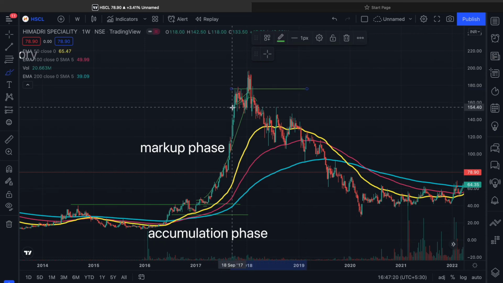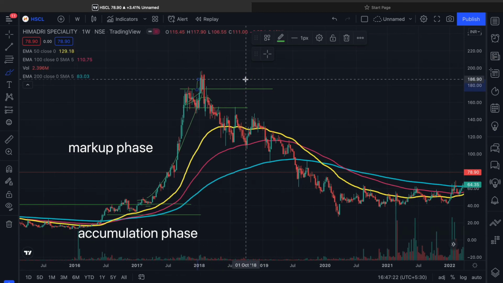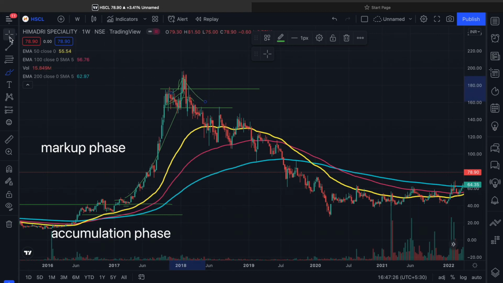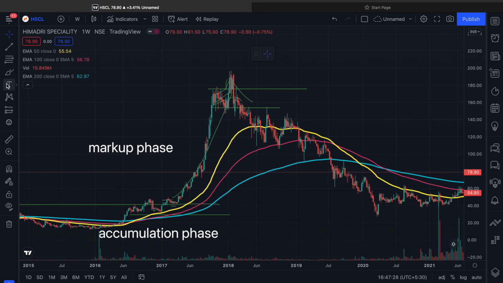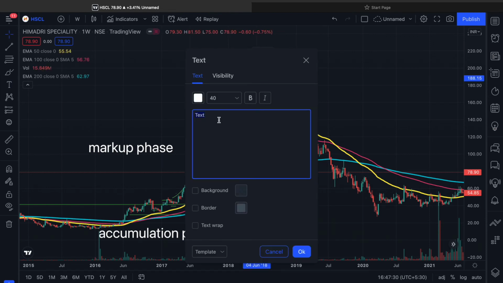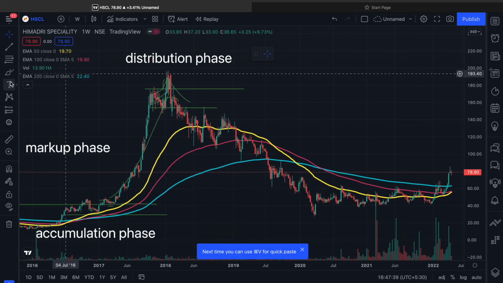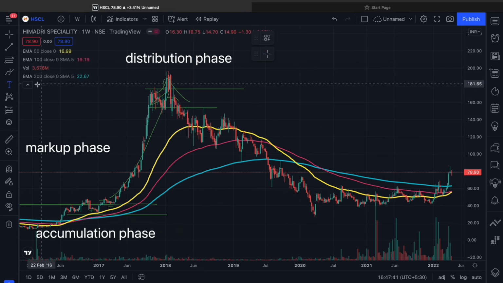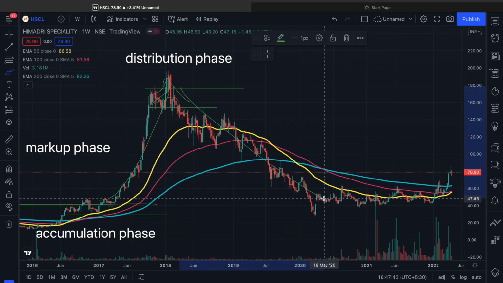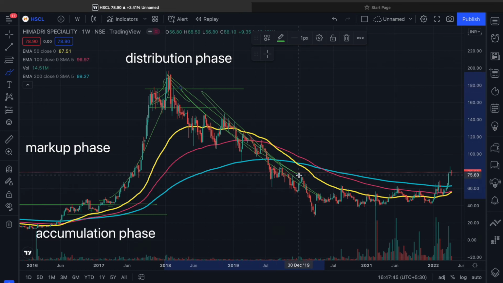Here what happens, you see a nice fake out, right? It tries to go up, it comes down quickly. So this is the first indication of a distribution phase. So here again we have the distribution phase, right? This is the distribution phase here. Now this is followed by the markdown phase, right? This is the markdown. This is where the selling comes in, right?